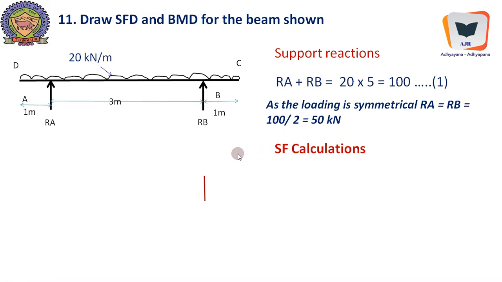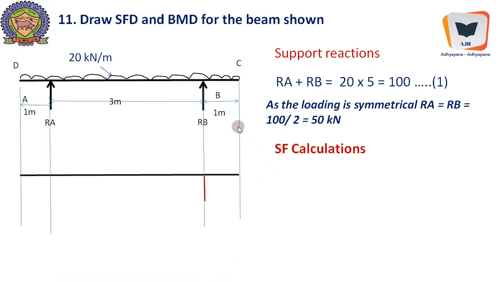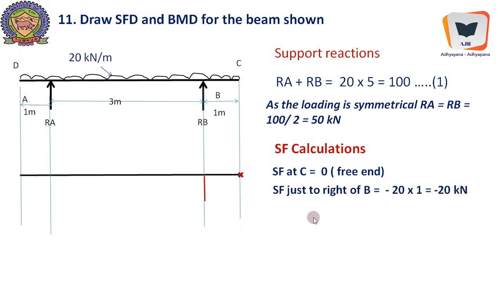Now we will start computing the shear force values across the span, all along the span. And of course we need to project the important points, and there are 4 important points, 2 supports and 2 extremities. SF at C equal to 0 because this happens to be the free end and it is marked over here. SF just to the right of B is exclusively due to UDL covering 1 meter, therefore it is 20 into 1, minus 20 kilonewton because it is going down, and it is marked over here.